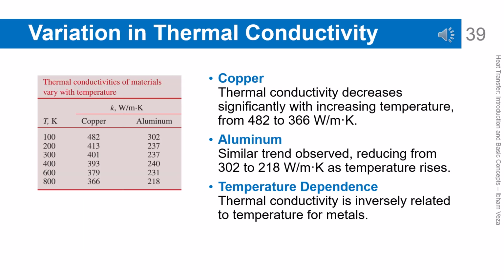Variation in thermal conductivity. In metals, thermal conductivity generally decreases as temperature increases. This can be observed in copper and aluminum, which show reduced conductivity at higher temperatures. This phenomenon is related to increased disturbances in electron movement. It means that thermal properties are not always constant under all conditions. For high-precision analysis, this temperature effect must be taken into account.